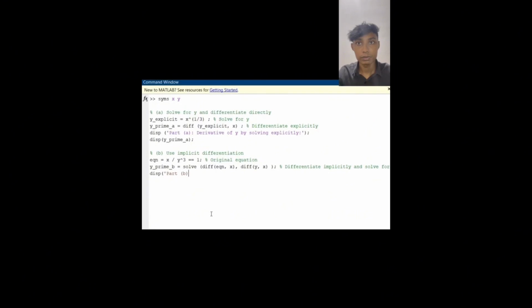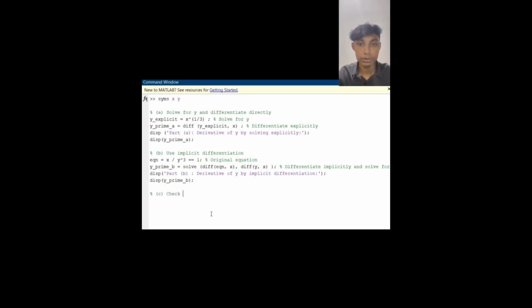So it's part B, derivative of y by implicit differentiation. Then we need to display again. So this time we need to DISP again, y_prime_b. Okay, then let's go for question C.